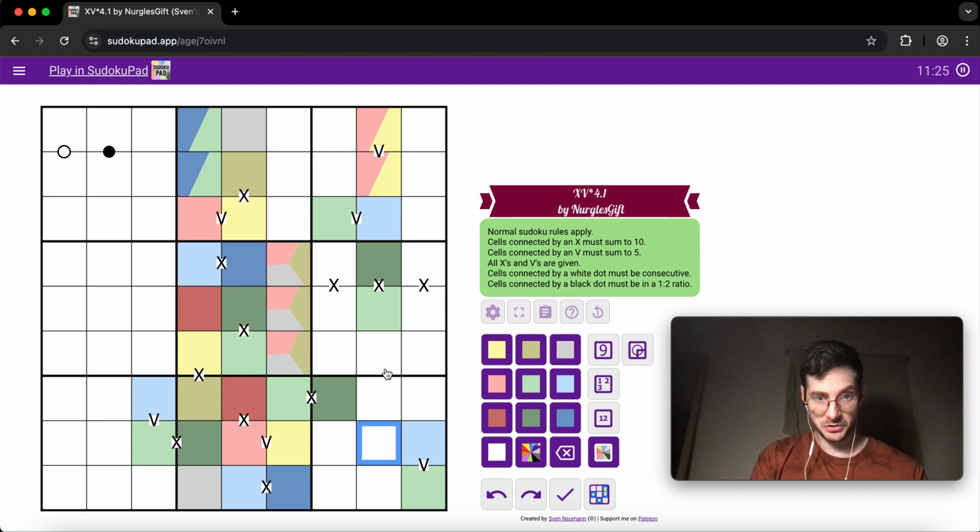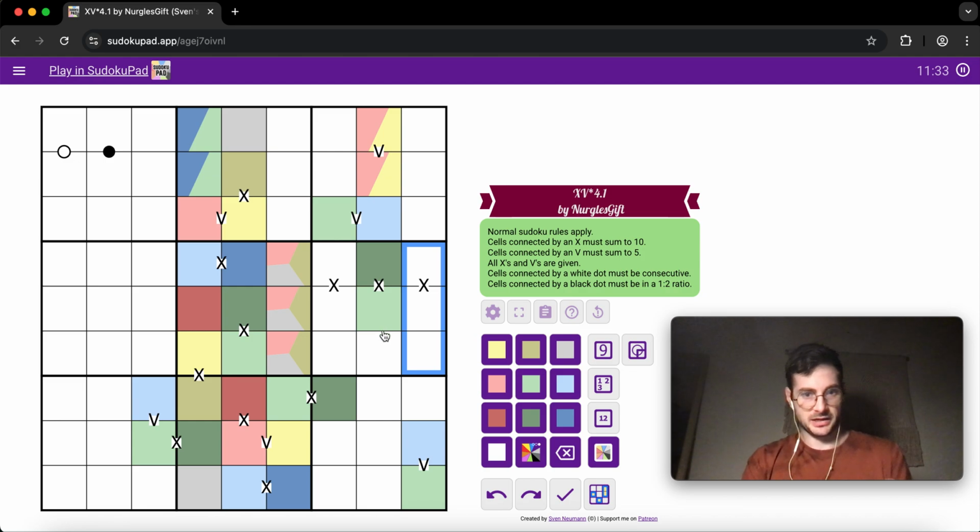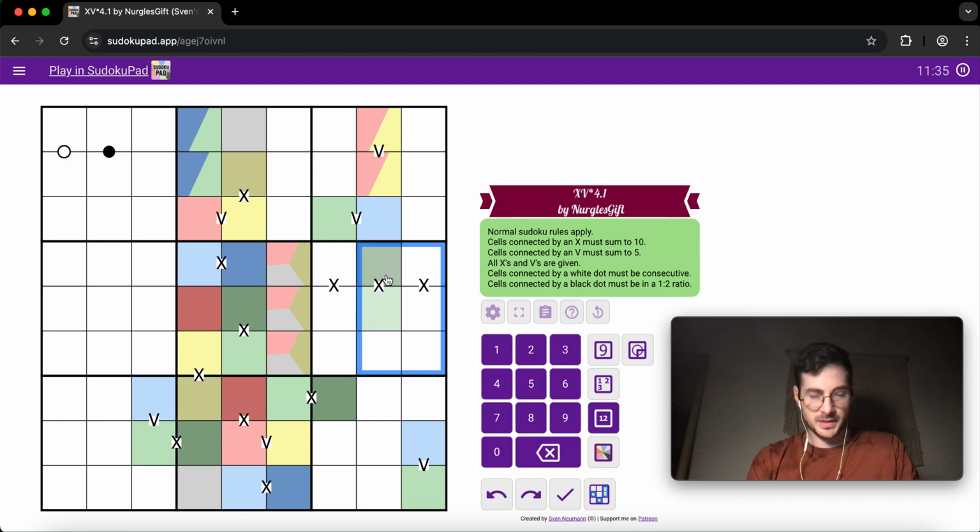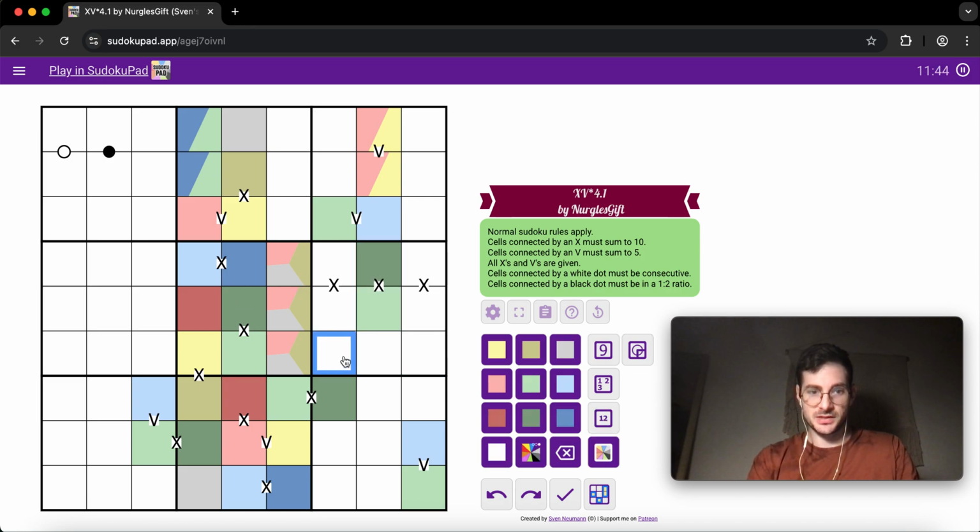We can ask where light blue can go in this box. Can't go in any of these because of this light blue. Can't go in any of these because of this light blue. It can't be in either of these because then this would need to be a blue 10, but it can't be because it's seen by both cells of this blue 10. So this is the only spot for light blue.